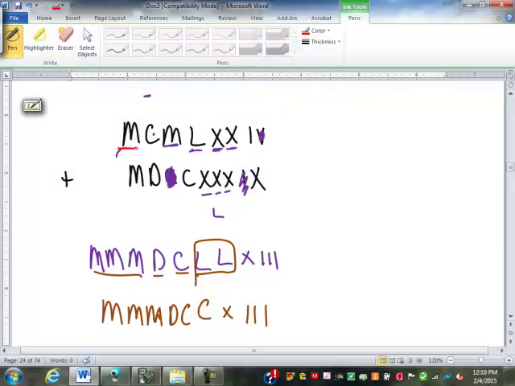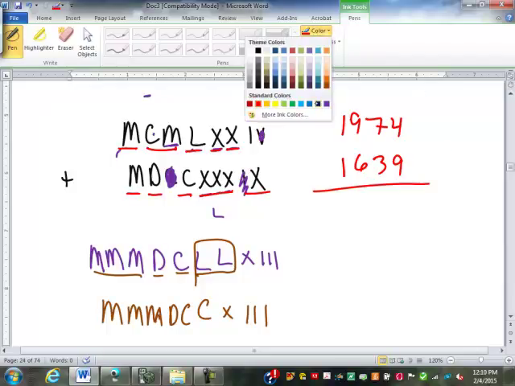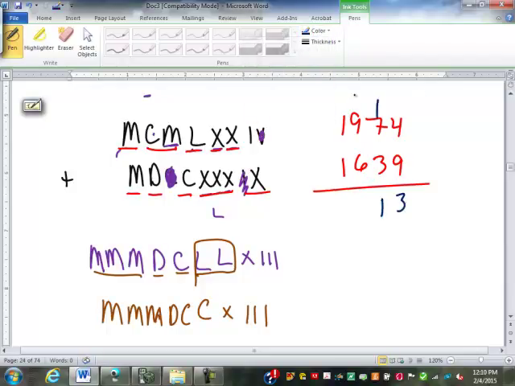So this is 1,900, 50, 60, 74, 1974. This is 1,500, 600, so 1,630, and IX is 9. We add those together, 13, 11, 16, 3,613. The 3,000, M would be 3,000. 600 would be 500 plus 100, 13. So I got an extra C in there somewhere when I did this.